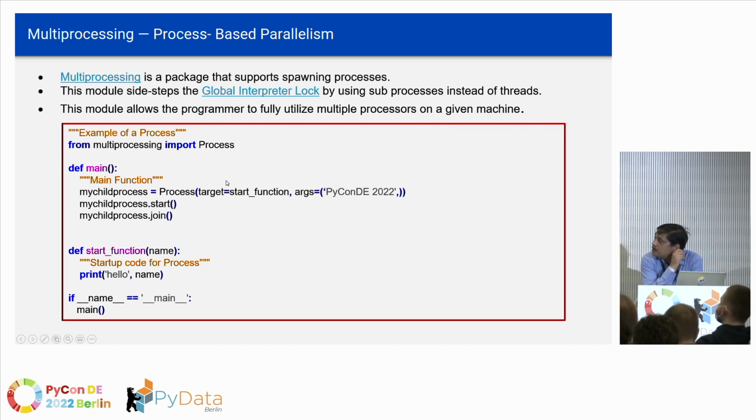Target equals the start function, that is important. Initially the code will flow from main. This line will come first, __name__ equals __main__, then main is getting called. And whenever main is getting called, one process is already created. That is your parent process. And after that, one child process gets created.